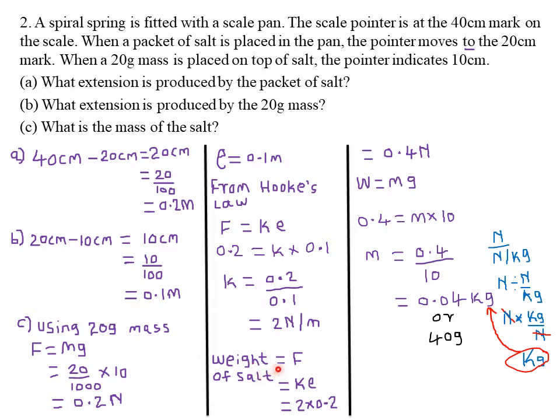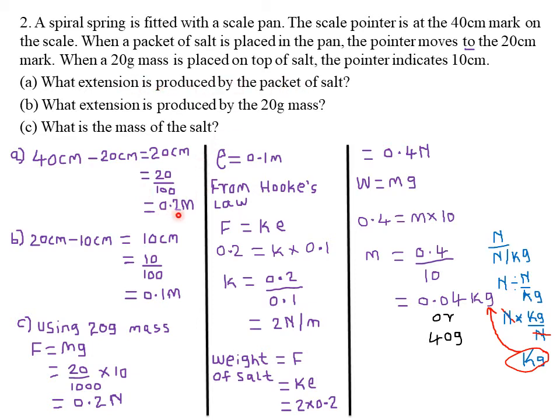So the weight of the salt, if we use Hooke's law, is equal to the force used by that particular salt to extend the spring. So the weight of the salt will be equal to KE, according to Hooke's law. We have obtained K as 2 Newton per meter. Then the extension due to the salt was produced by the packet of salt.